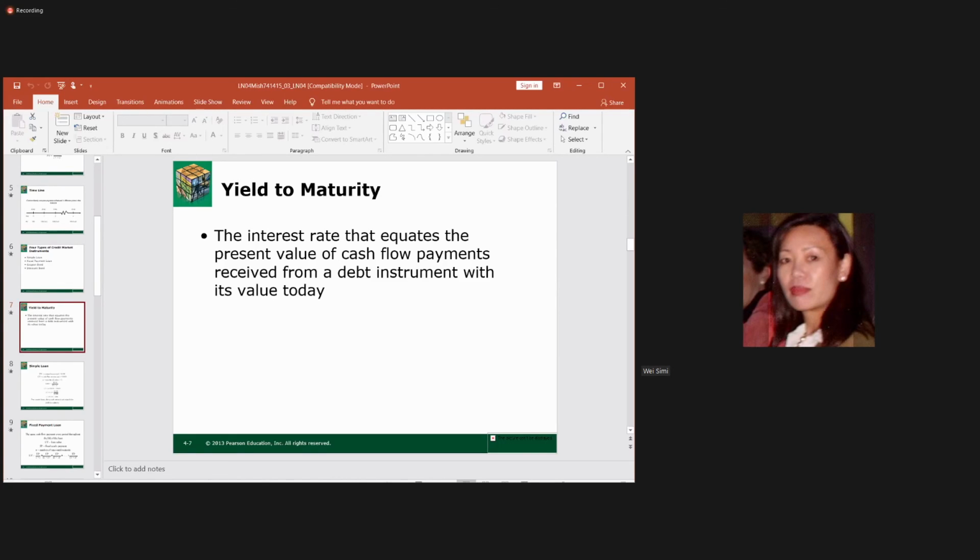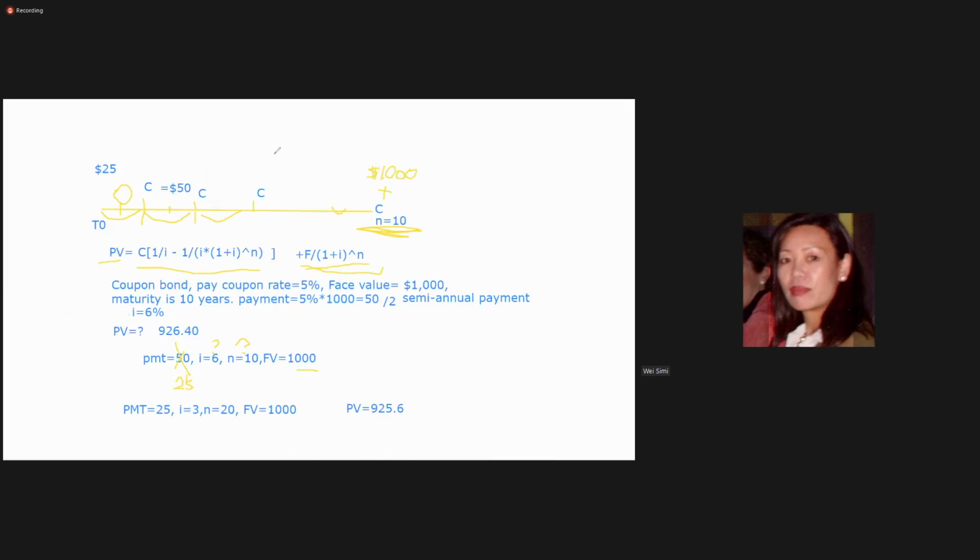Okay, so here's the formula. See? So what I mean is, if we know this value today, we will be able to figure out this I, based on the market value and the future cash flow we did already. So then this I that we figure out is called yield to maturity. So then you will say, why don't we just call it interest rate? It's not every interest rate. It's only that interest rate that makes this bond equal to today's value.